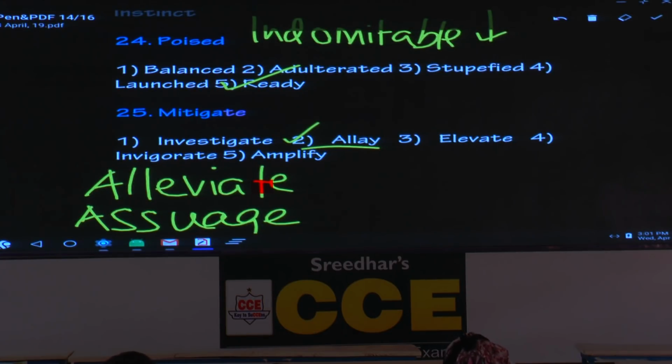Elevate, opposite. Invigorate. Invigorate means to give more energy, to make something more active or more dynamic. Invigorate. Opposite. Amplify, that is magnify, that is also opposite. So what is the answer? The second option is the answer.